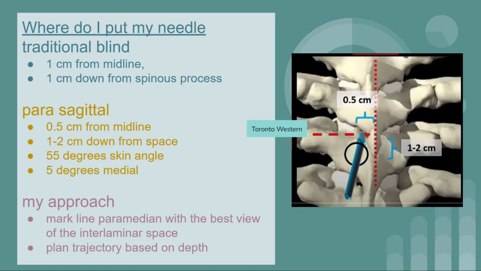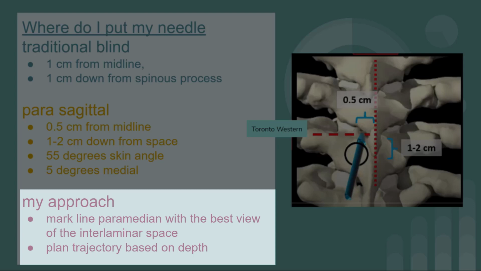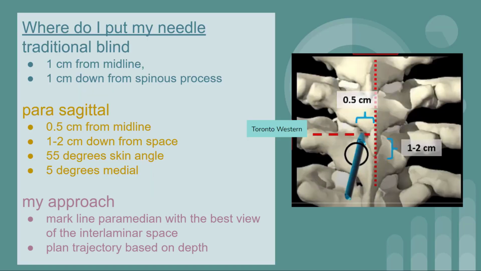My approach is I do all these markings. I try and find the best view of the interlaminar space, and I use that as my paramedian line of entry. And then I plan my trajectory based on how deep I see the lamina. So depending on how open the space is, how deep the space is, how much I think I will have to go in under a lip. Sometimes if you see a really open space, you can do a very direct approach, and you don't need much angulation at all. So I individualize my approach. The parasagittal approach of Toronto Western is definitely a good place to start your journey.